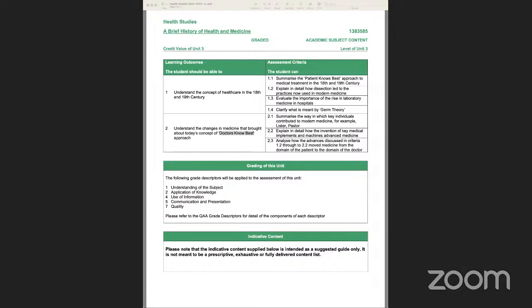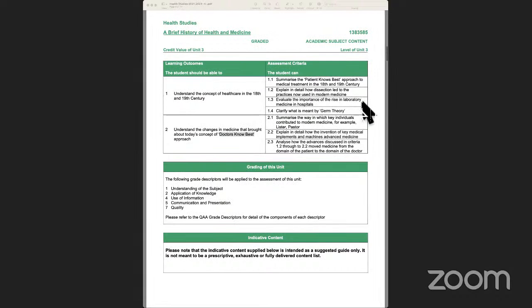Learning outcome 1, which we're going to cover today, has 4 assessment criteria. I'll start off with a bit of an introduction on the unit, and then we'll go into more details of the assessment criteria. The assessment criteria talk about the concept of patient knows best, for which there's a handout also available on Moodle. Then there is a discussion primarily related to dissecting what the best practices known to humans are in modern medicine.